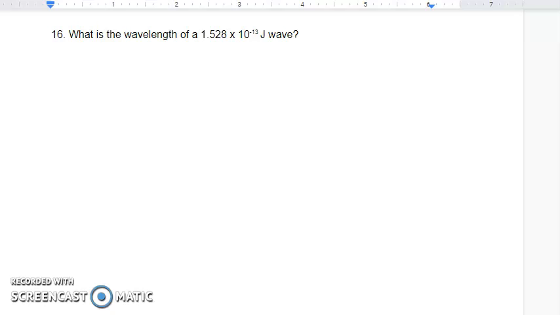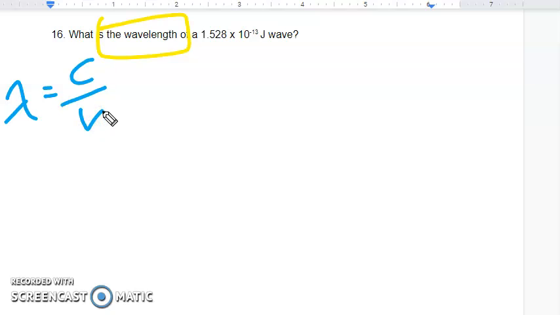All right, so when we are looking at this equation, let's identify what we're solving for. We are solving for wavelength. And we know that our equation for wavelength is wavelength equals C over V. So I know I'm solving for wavelength, and so I'm going to need to plug into this equation.